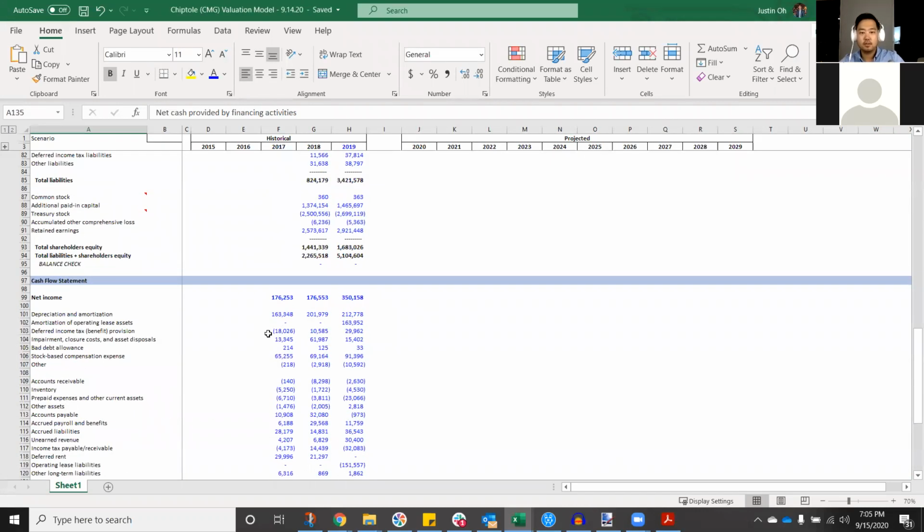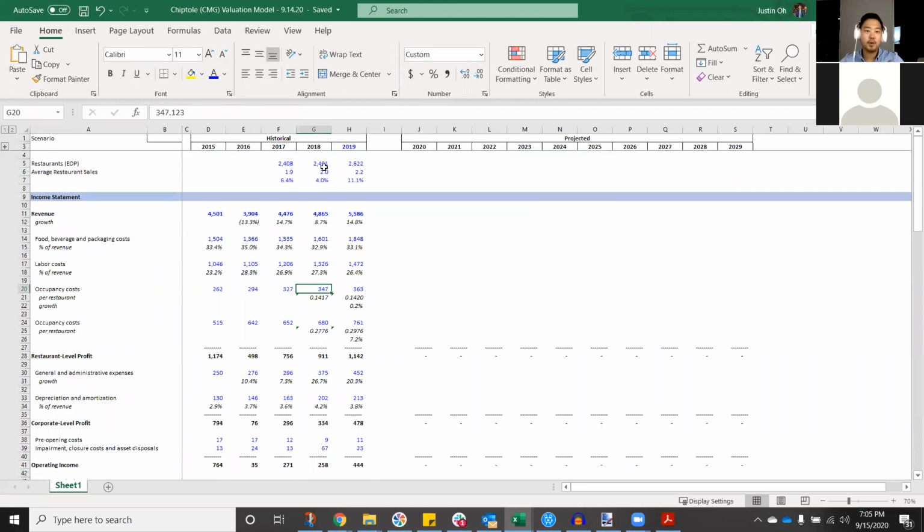So here we are, we're all set up. And then I put a couple KPIs here. So this would be comp store growth, comparable restaurant growth. Okay, cool. So the first thing that I would do here is project the income statement forward, because that's kind of the easiest part.